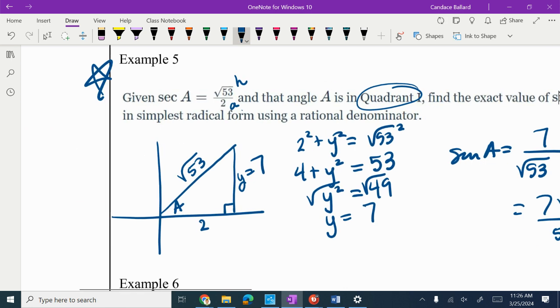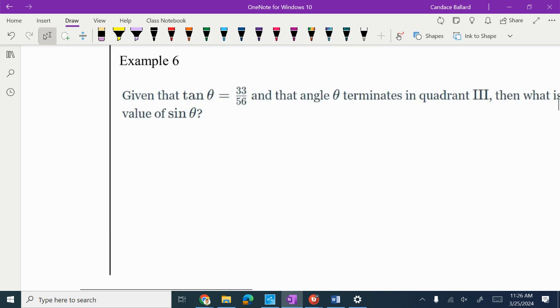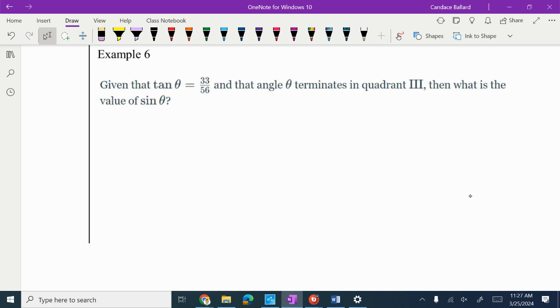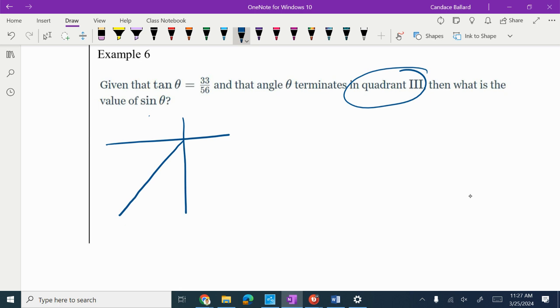Okay, so let's take a look at example 6. And these are still pretty similar to the ones we did with the coordinate at the beginning. Okay, it's just the way they're presenting it, it's a little different. All right, so example 6 says we're given the tangent is 33 over 56. We terminate in quadrant 3. We need the value of sine. So I'm going to draw my picture so that my triangle is in quadrant 3.